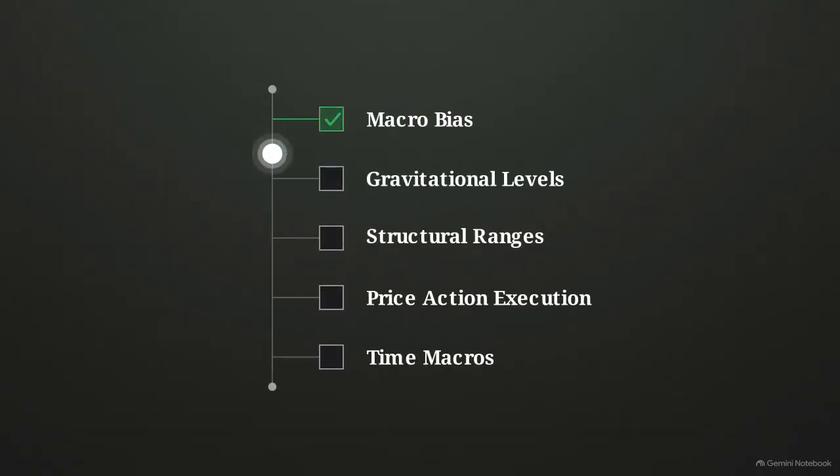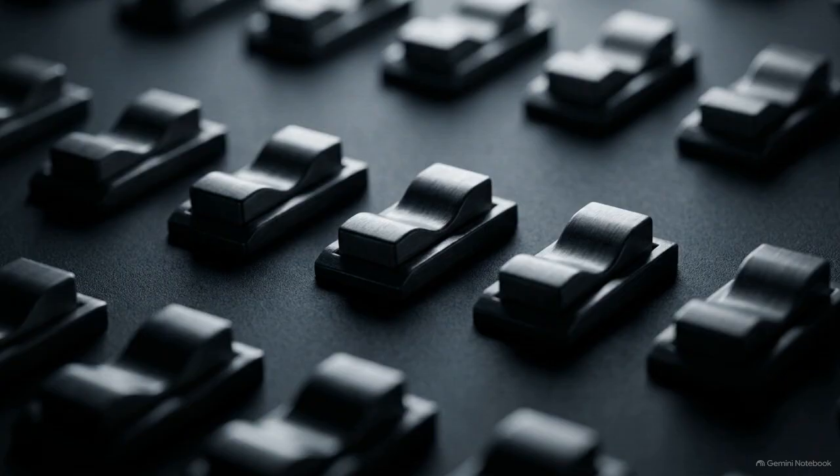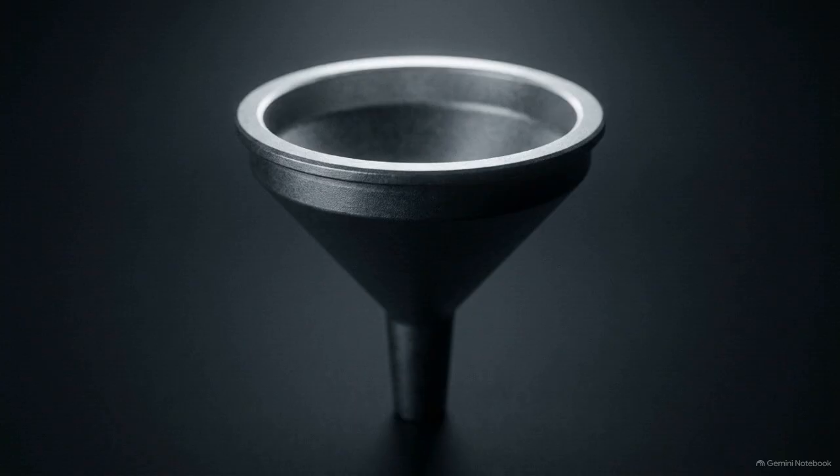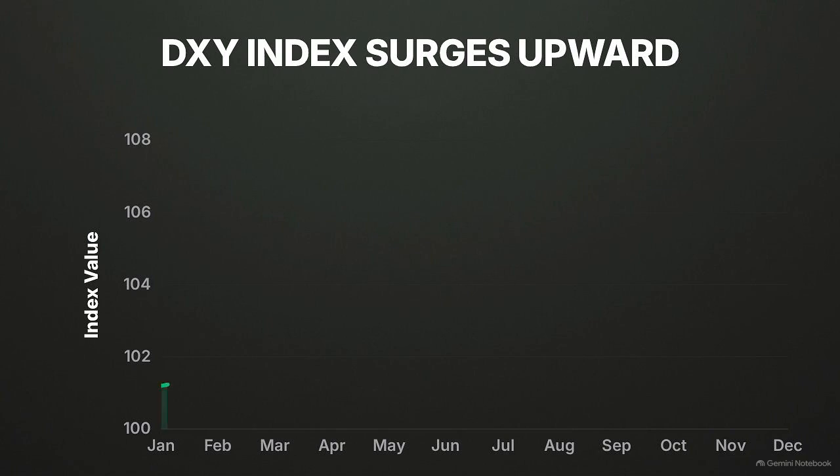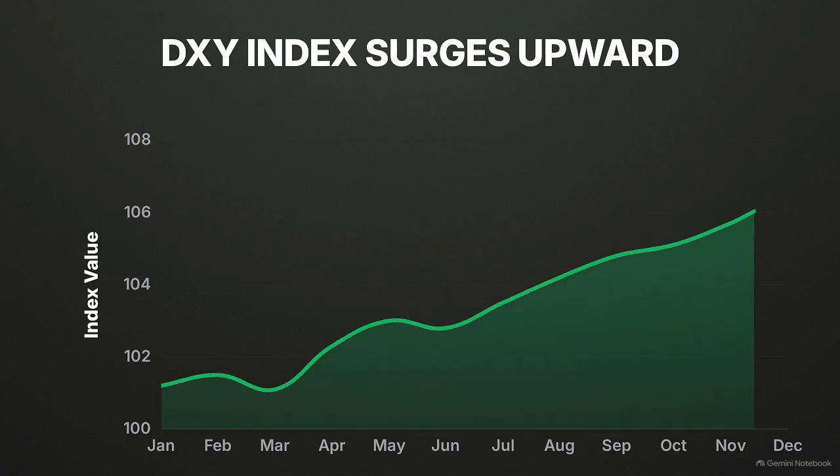Every single trade must pass through these binary conditions. If one step fails, the trade is discarded. This entirely removes the urge to guess, replacing it with an uncompromising operational matrix. We start at the absolute top of the funnel, determining the global macro bias. To do this, we measure the overall strength of the US dollar using the DXY index.